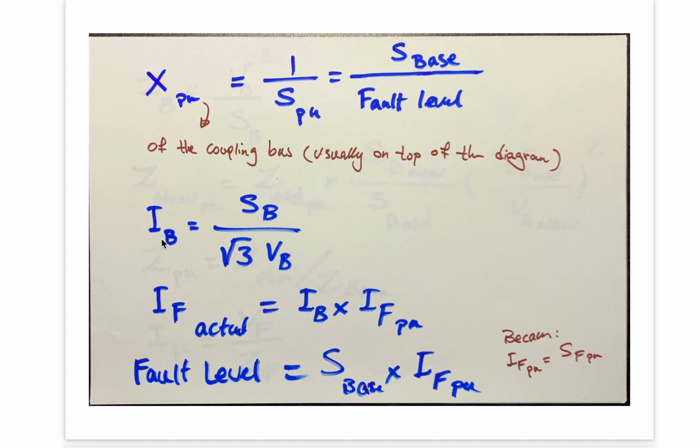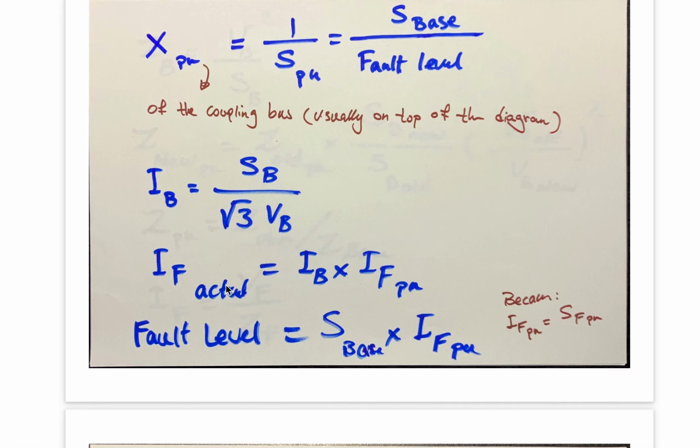I base: when you need actual current, firstly you need base current. So base current equals S base divided by root 3 V base. Remember, for S and V, put in volt-amp and volt, not mega or kilo; convert them. IF actual is I base multiplied by IF per unit. And for fault level, you use the same IF per unit, but this time you multiply it by S base, because IF equals SF per unit, since we say VF equals 1 per unit.